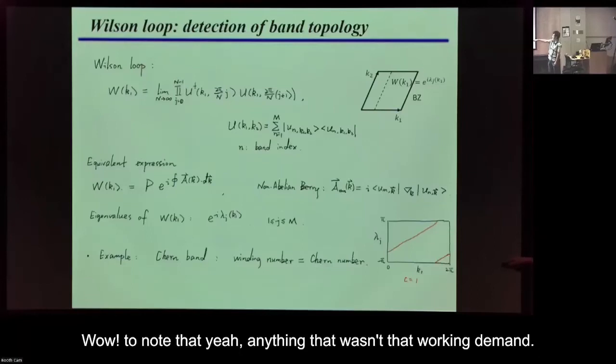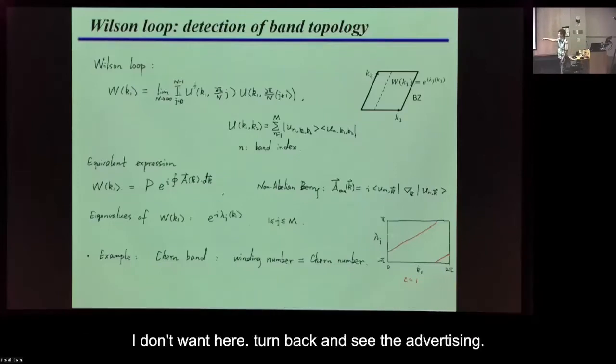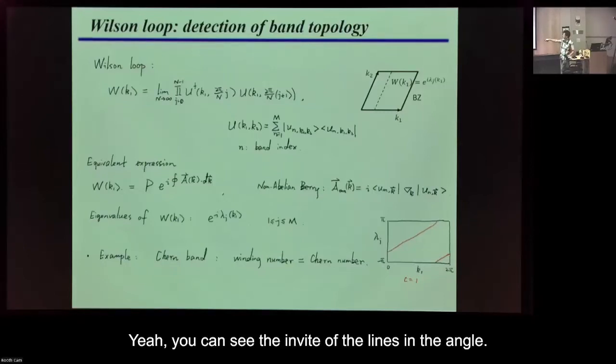And you can do this calculation for a single Chern band, for example. You can already see the topology. I should actually draw a trivial example. A trivial example would just be a line, for example, with all eigenvalues being 1 in k1, so you just get a line here. But for a Chern band, you can see the eigenvalue winds through the angle from 0 to 2 pi. And this winding number is equivalent to the Chern number.